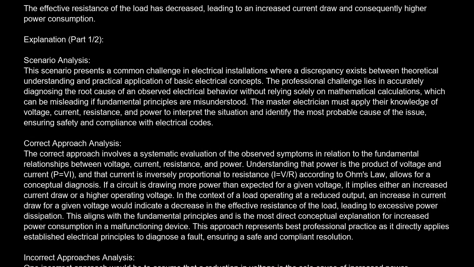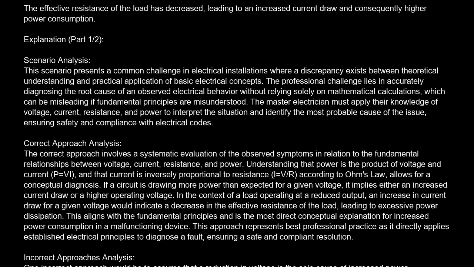The correct answer is C. The effective resistance of the load has decreased, leading to an increased current draw and consequently higher power consumption. Explanation: scenario analysis. This scenario presents a common challenge in electrical installations where a discrepancy exists between theoretical understanding and practical application of basic electrical concepts.